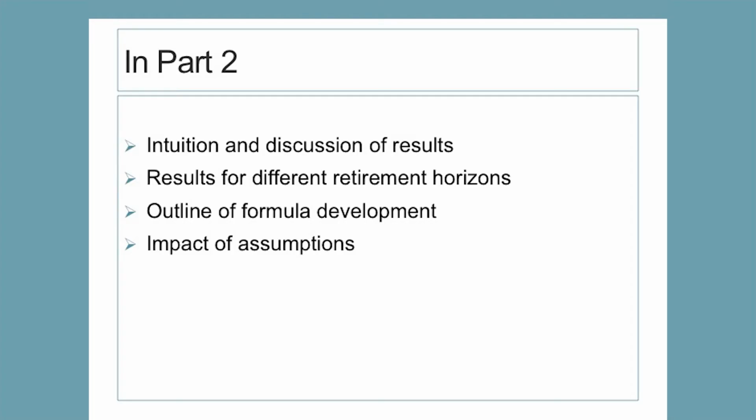So in part 2, we're going to talk about the intuition behind these results, why they are actually predictable in the financial analysis. We'll talk about different retirement horizons, what the impact is, and how you would allow for exits and that kind of thing, and sensitivity to the assumptions. Later videos, we're also going to talk about funding plans and funding designs and different ways of defining the accrued benefit.